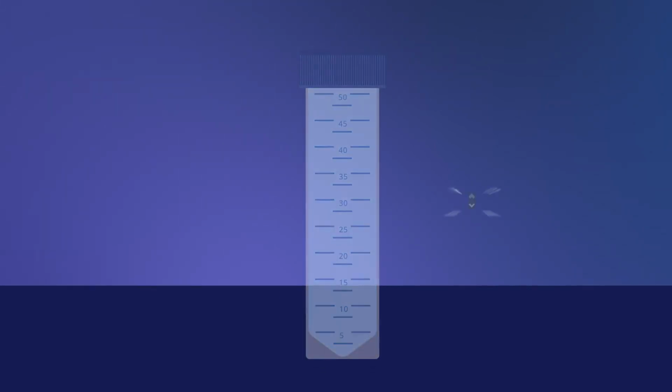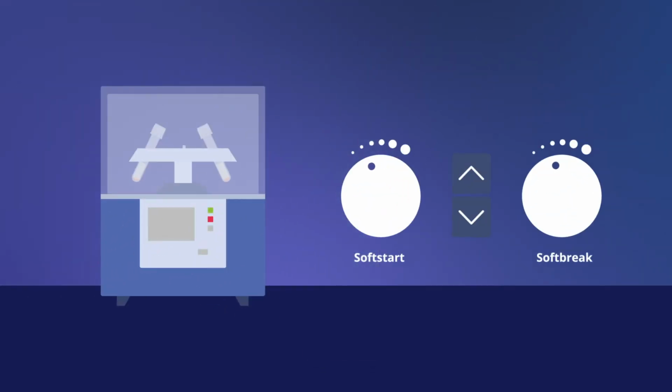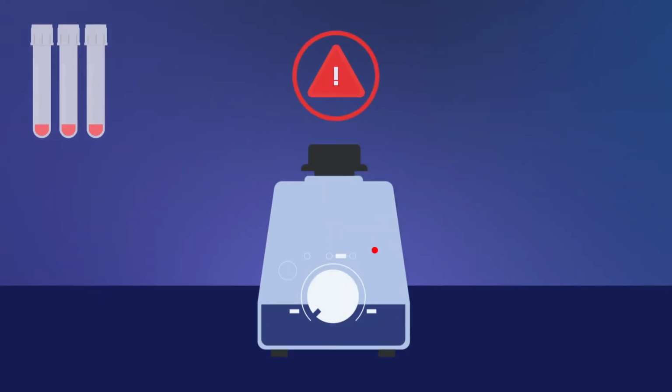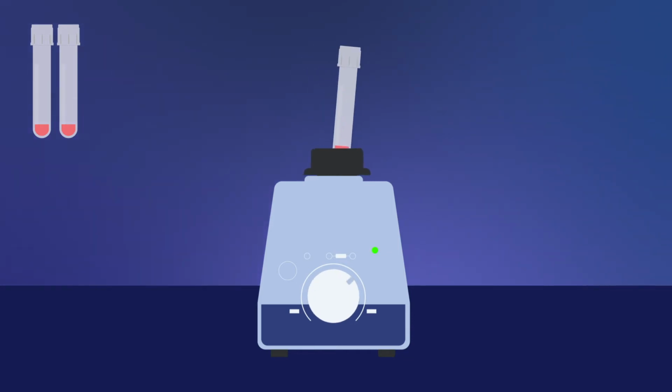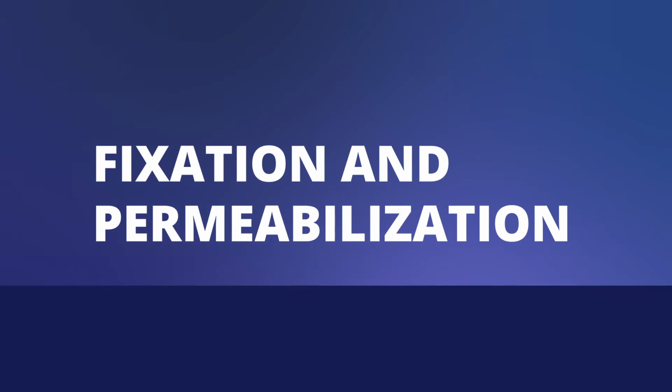When washing the cells, use the soft start and soft brake of the centrifuge. During the assay, it is very important to avoid clump formation by mixing the cell suspensions well continuously. Mix tubes well on a vortex mixer to make sure that the cells are in suspension.